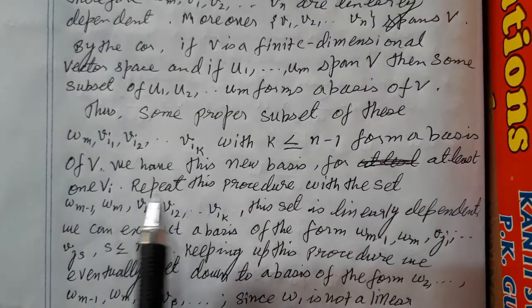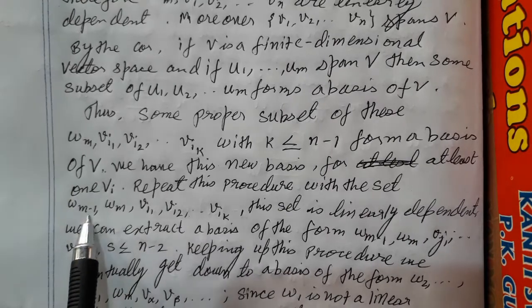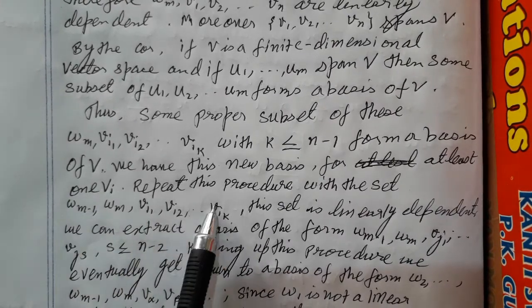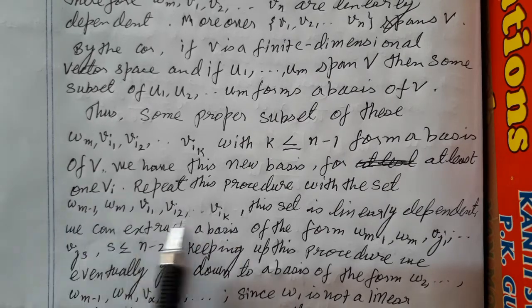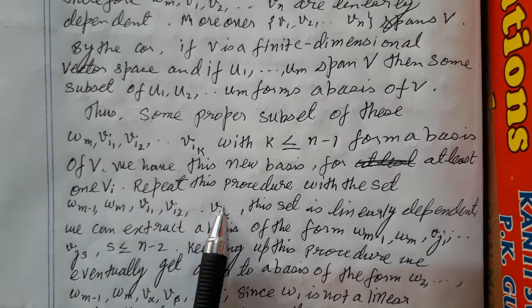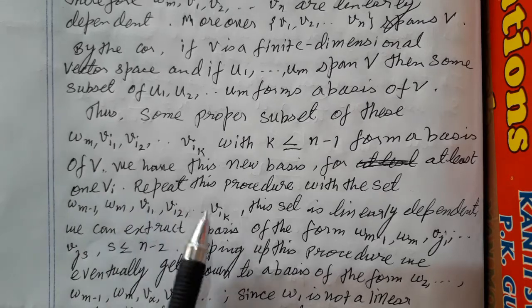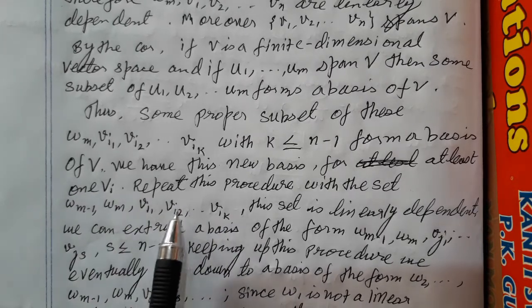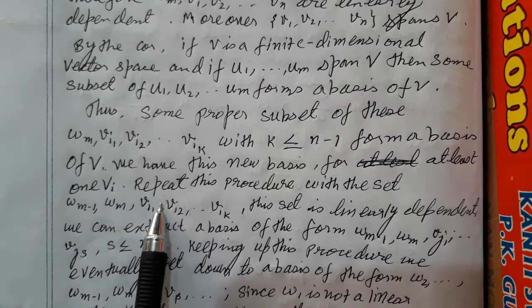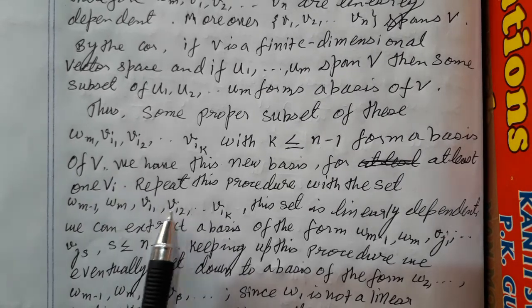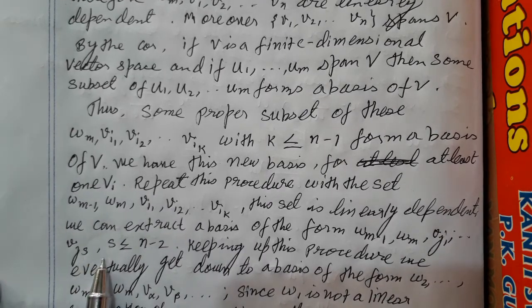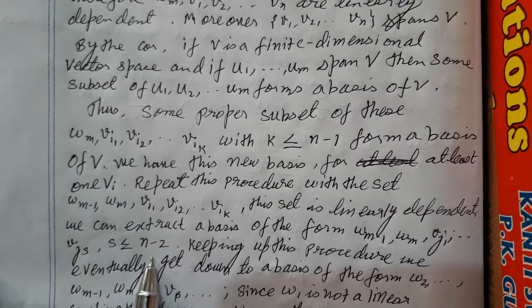Now we'll again repeat this process. We take another vector w and consider this set. This is again a basis. Adding the new vector makes it linearly dependent, while we know the previous one is linearly independent. From here again, we can choose a subset which is linearly independent and capable of spanning V. So we extract from here a basis where s is less than or equal to n minus 2.